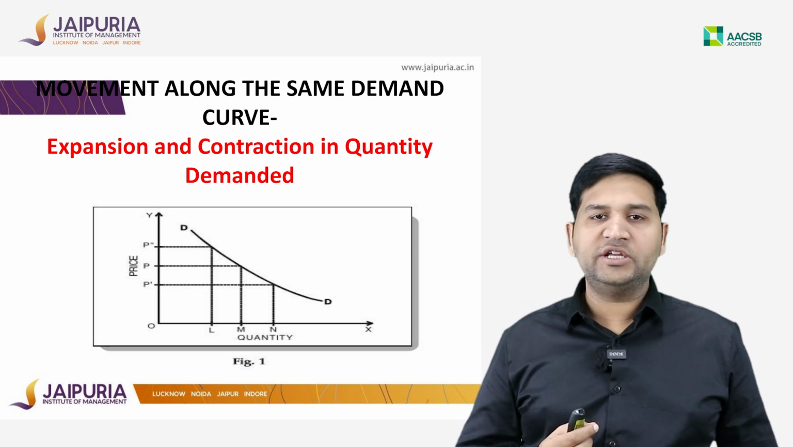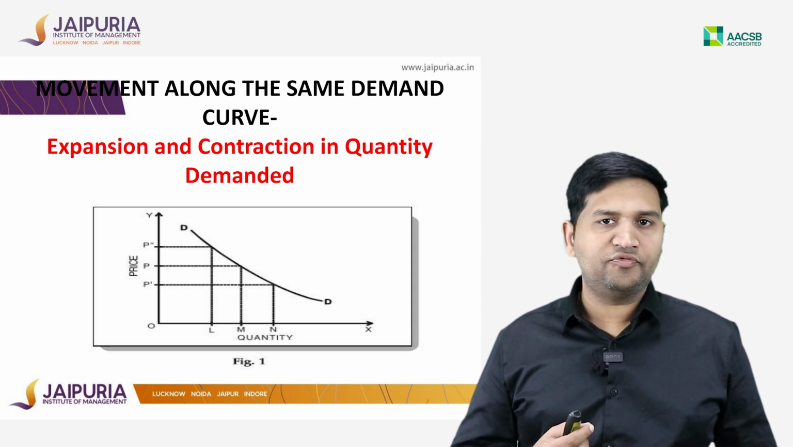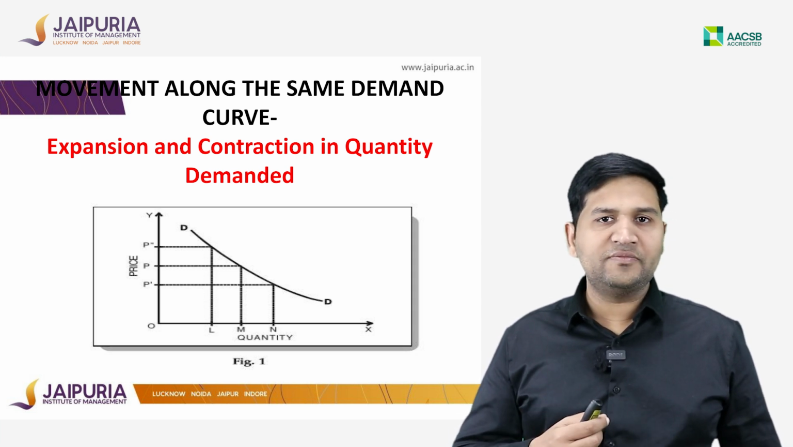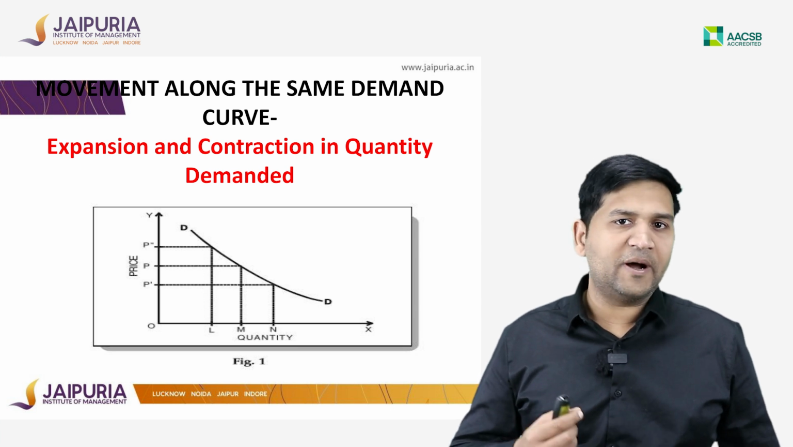In case of increase in price, consumer moves upward, and that is known as contraction of demand. And in case of decrease in price, consumer moves downward, and that is called expansion of demand. So movement along the same demand curve is caused by either increase or decrease in prices.